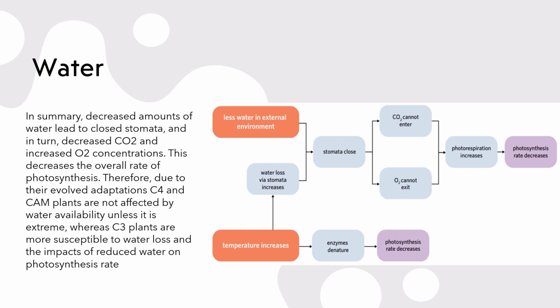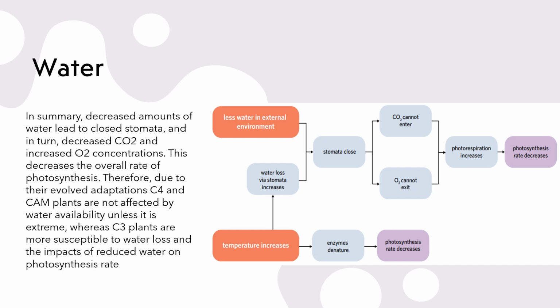So if water increases, photosynthesis could typically increase unless there's a limiting factor. So if there's not enough light to split it, or if there's not enough carbon dioxide or anything like that, then the amount of water isn't really going to help the overall rate of photosynthesis.